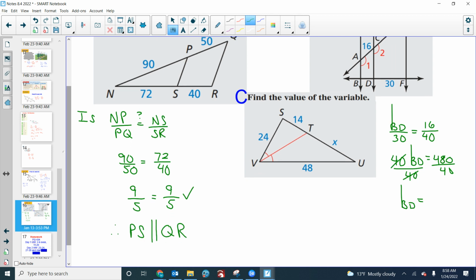It's 40, 40, which is like. Okay. Is that 12? Yeah. All right, for letter B, did you get BD equals 12? Yes. Awesome.